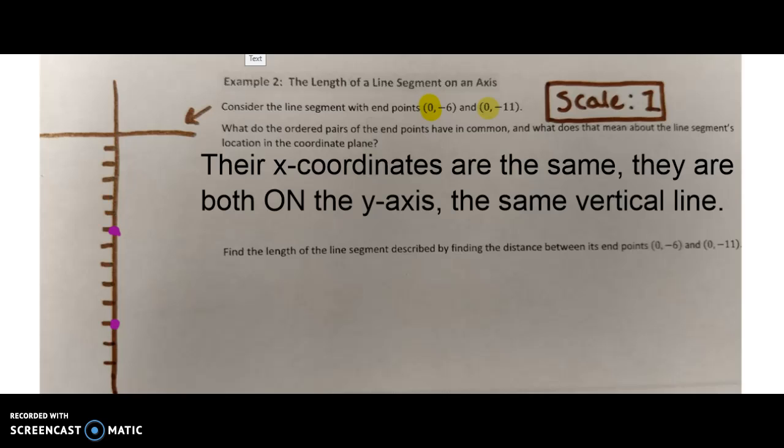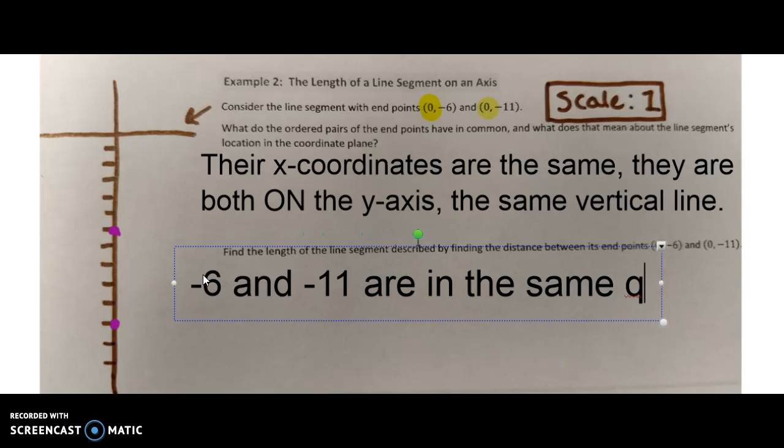This is what I'm noticing. -6 and -11 are in the same quadrant. So to find their distance, I can't add the absolute value of -6 and the absolute value of -11. I have to subtract. And I'm going to end up counting 1, 2, 3, 4, 5. It's the difference between their points.